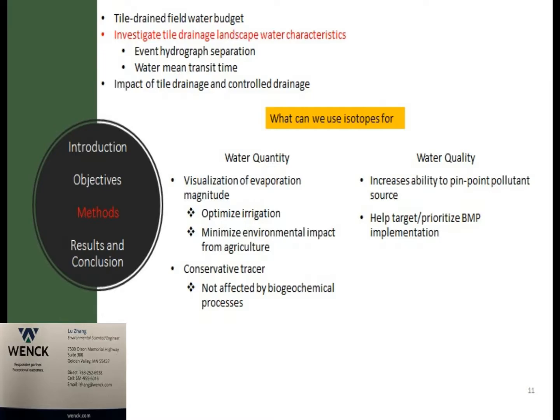On the water quality side, because we're able to use isotopes to look at different sources of the end member, for example, stream water, it helps us pinpoint the pollutant source and help target and prioritize BMP implementations in the planning phase.